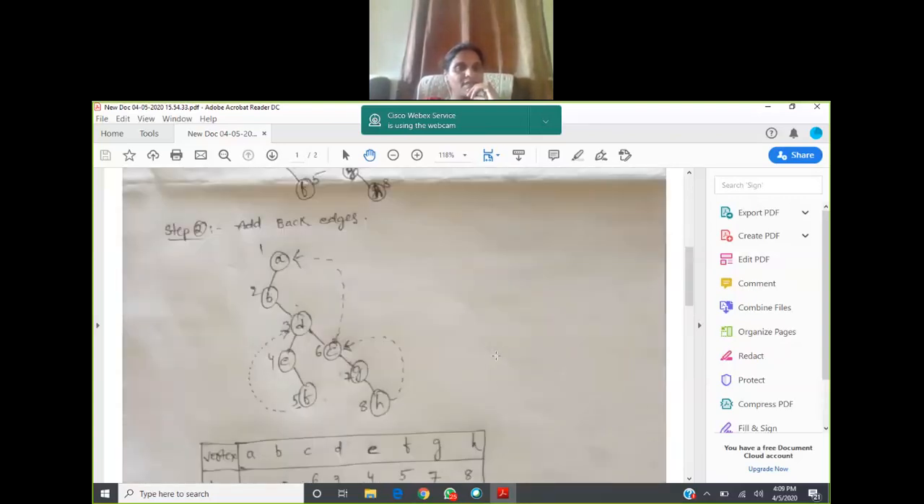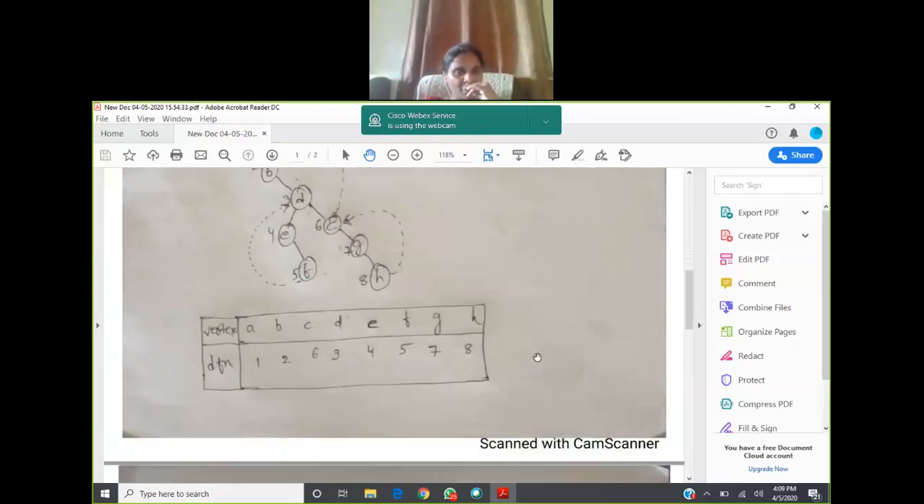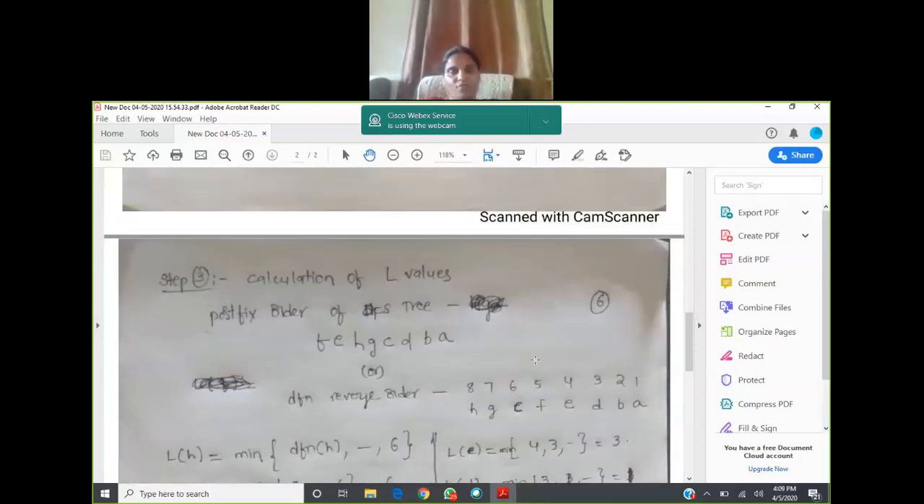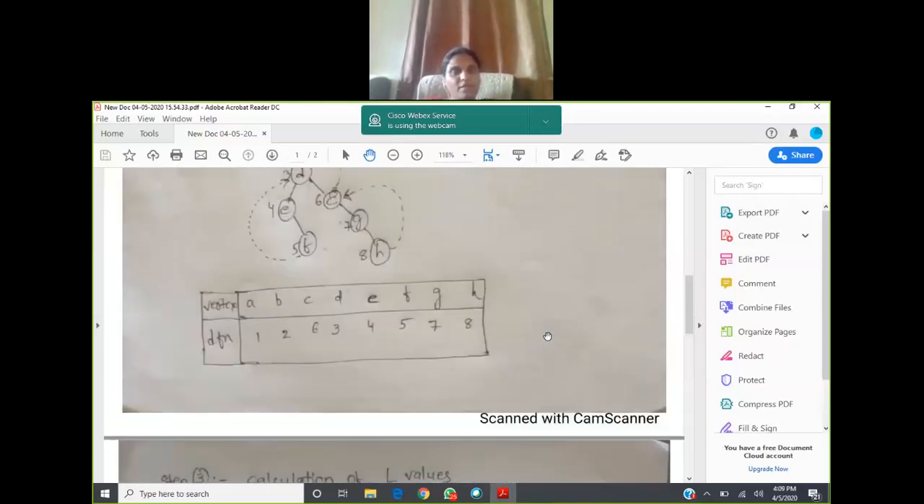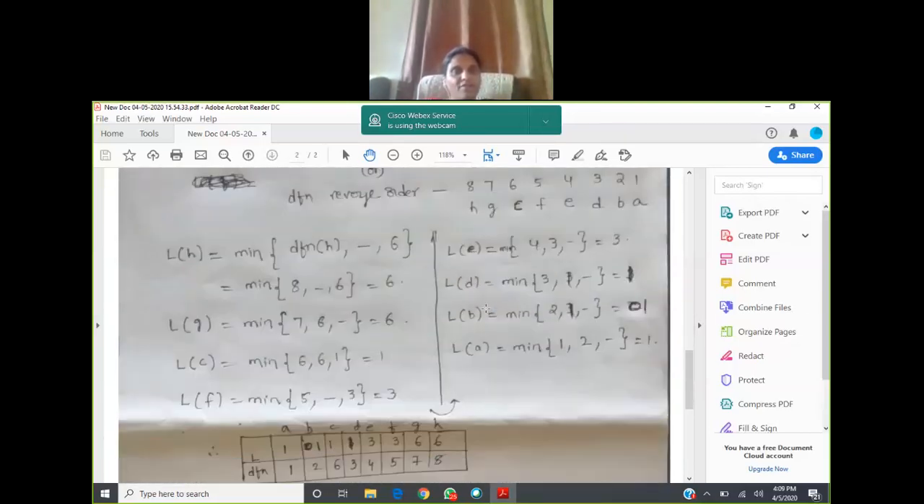So step number 2 is adding back edges, and step number 3 is calculation of L values. So what is the formula for finding the L value? The formula is: minimum of DFN of U, minimum of L of W, where W is a child of U, and minimum of DFN of W, where (U, W) is a back edge. That I already discussed in the previous class.